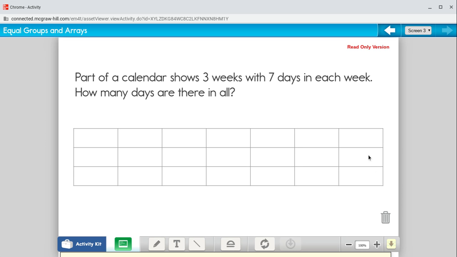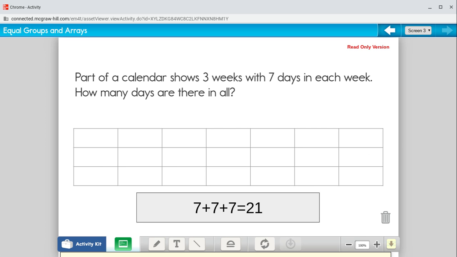We have a row of 7, another row of 7, and another row of 7. So what I would do is I would take those 7s and add them together. 7 plus 7 plus 7 equals 21. So the key to solving these number stories for equal groups is drawing a picture. Draw a picture for yourself. And when you draw the picture, then you can see, okay, I have an equal amount in each row. It matches my number story. Now I can do my repeated addition.